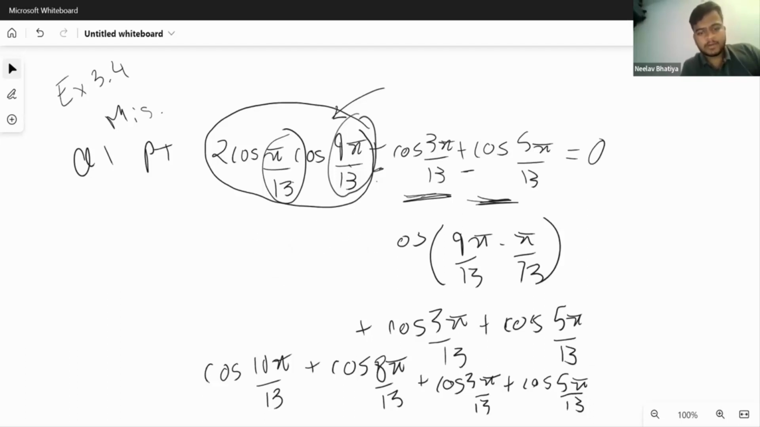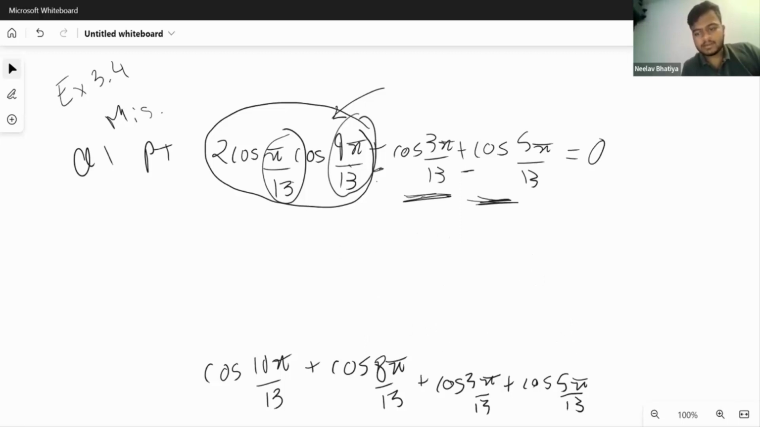All right. I'll continue with the term below here, and let's see where that gets us. So can we write 10 pi by 13 as being equal to cos pi minus 3 pi by 13? That makes sense. I have done nothing, but I've represented 10 pi by 13 as being equal to pi minus 3 pi by 13. Correct.